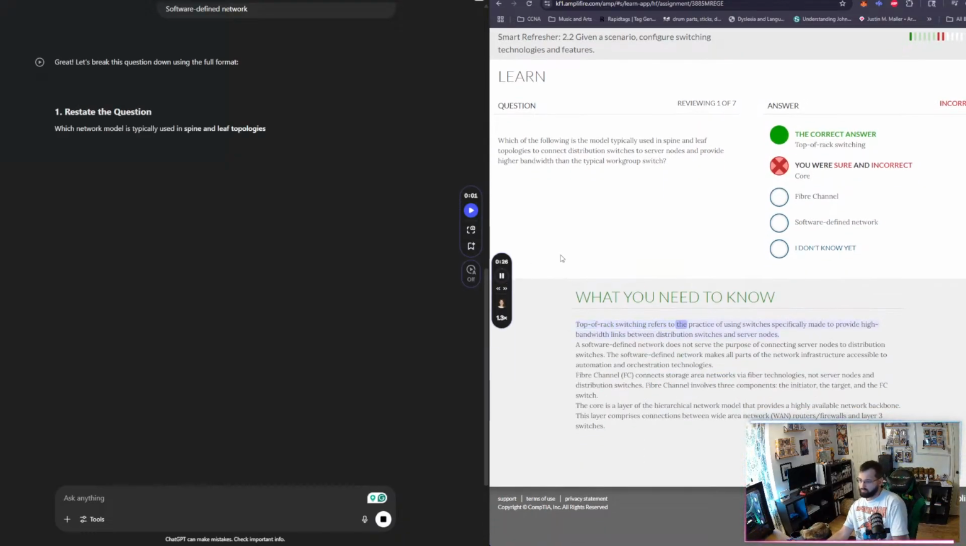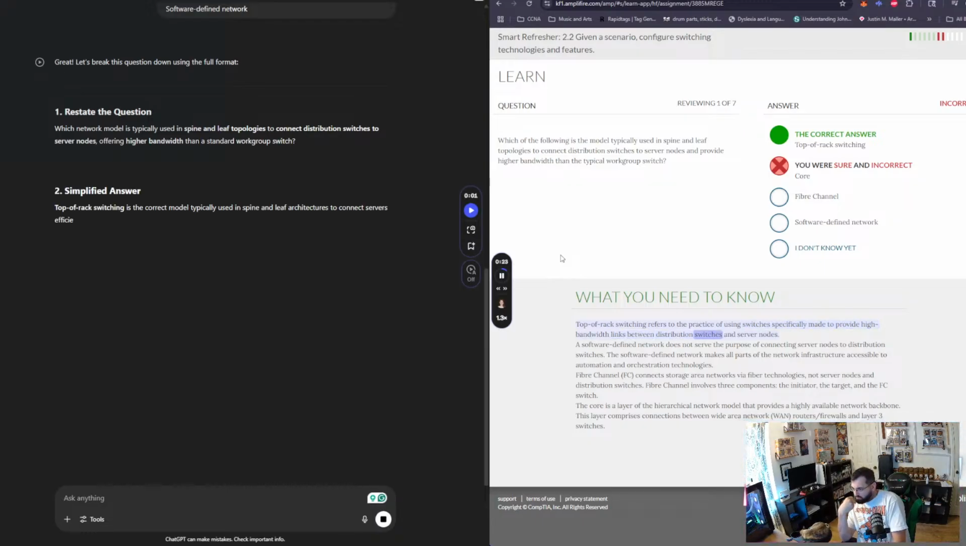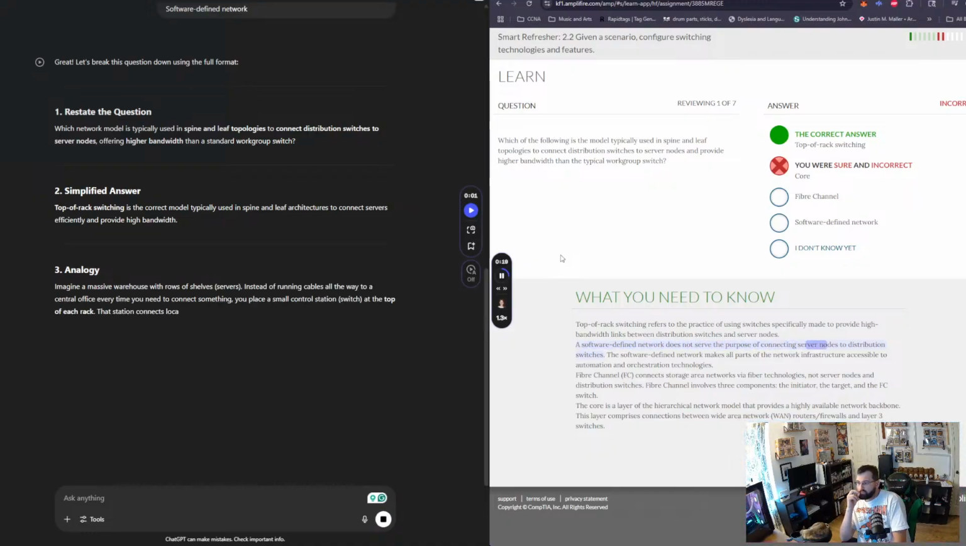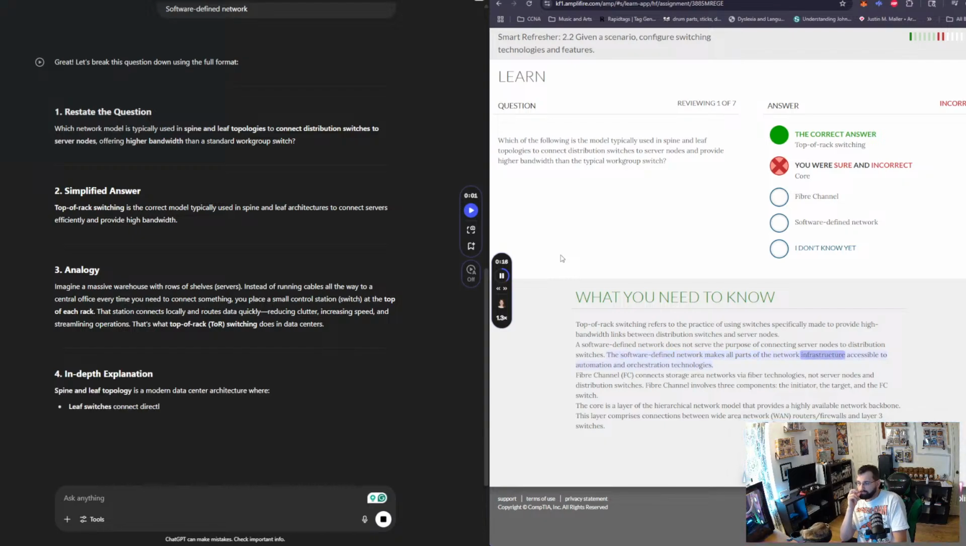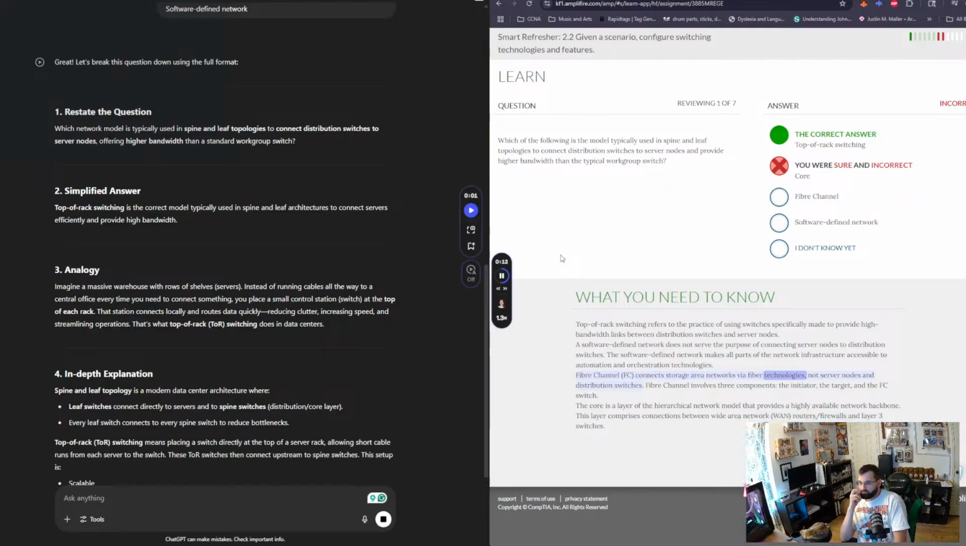Top-of-rack switching refers to the practice of using switches specifically made to provide high bandwidth links between distribution switches and server nodes. A software-defined network does not serve the purpose of connecting server nodes to distribution switches. The software-defined network makes all parts of the network infrastructure accessible to automation and orchestration technologies. Fiber Channel, FC, connects storage area networks via fiber technologies, not server nodes and distribution switches. Fiber Channel involves 3 components: the initiator, the target, and the FC switch.